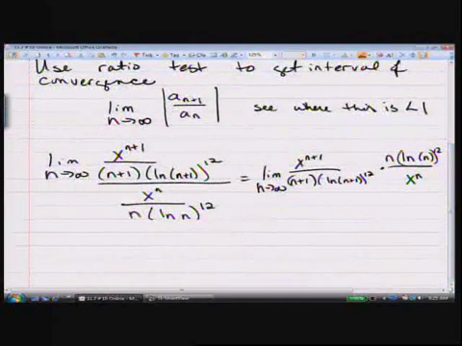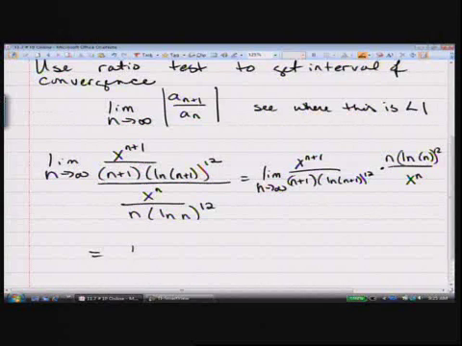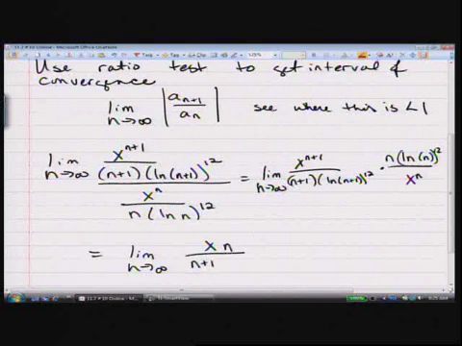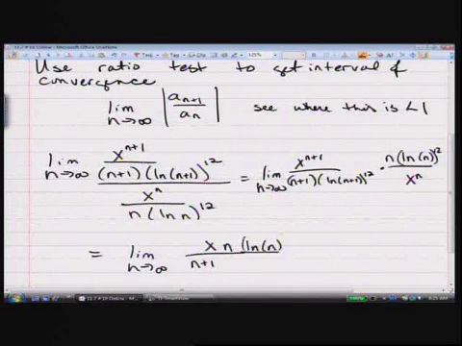Okay, and so that's just going to leave an x in the numerator. You're going to have x over, and then we have an n and an n plus 1, and then we have an ln of n to the 12th over an ln of n plus 1 to the 12th.